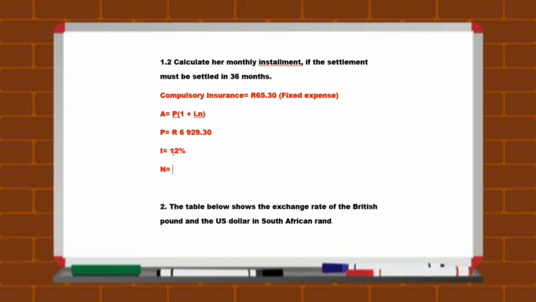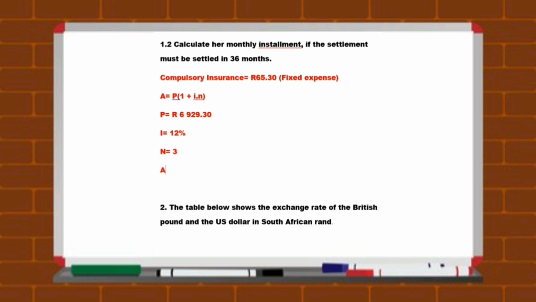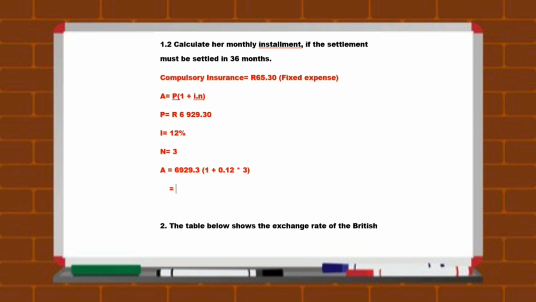And then our n in this instance is the number of years, so how often the interest is charged. It's 36 divided by 12, because you have to pay in 36 months. So what's 36 divided by 12? It's 3. So once you have this, you just have to substitute. You're going to say A is equal to 6,929.3 open bracket 1 plus 0.12 times 3. What's your final answer? Your final answer is going to be 9,423.848, and to the nearest second decimal place, it is going to be 85.